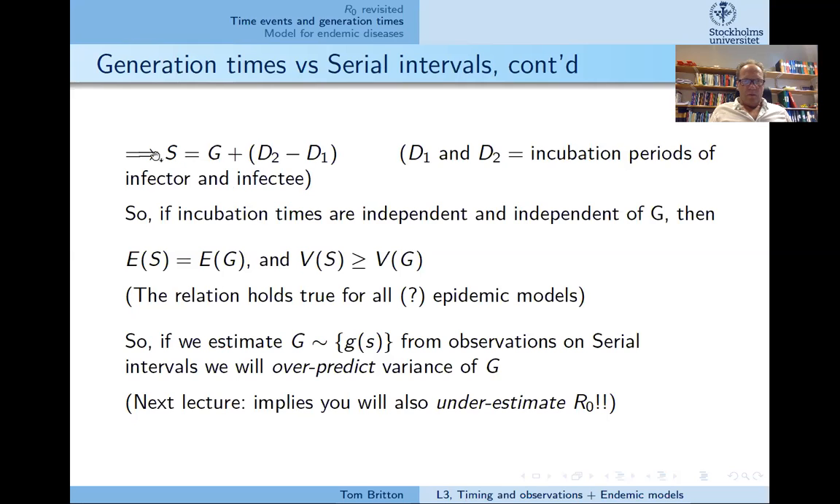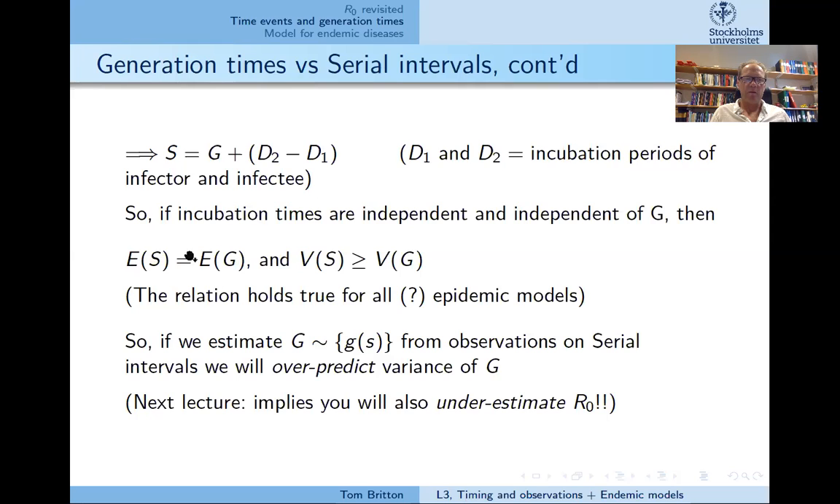Here we just do the same thing. So the serial interval is the generation time plus the difference between the two incubation periods. If the incubation times are independent, and also independent of the generation time, which is not always true but is nearly always true anyway, then it can be shown that the mean of the serial interval equals the mean of the generation time. So the two means are the same.